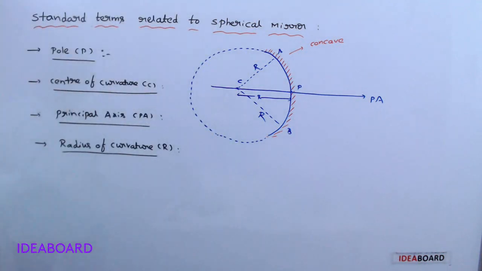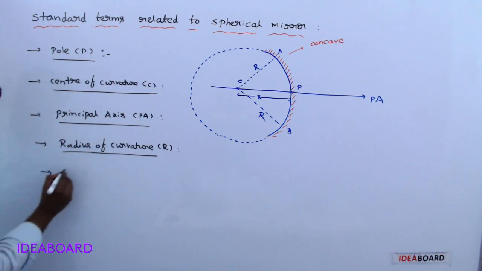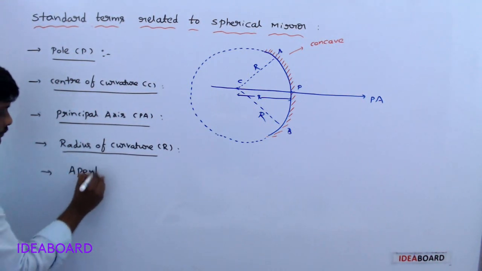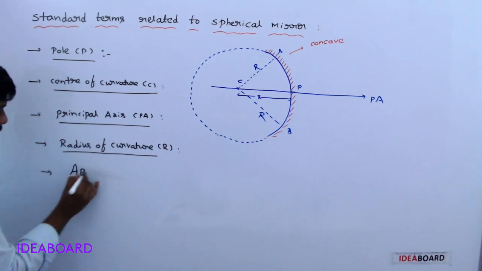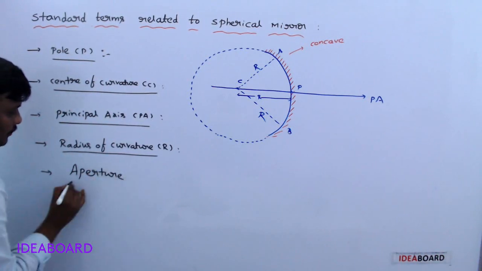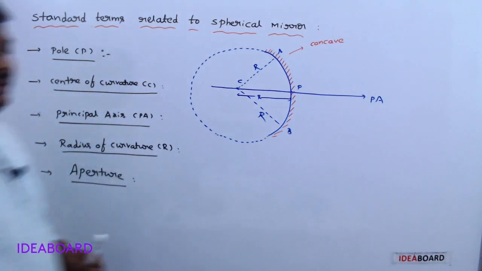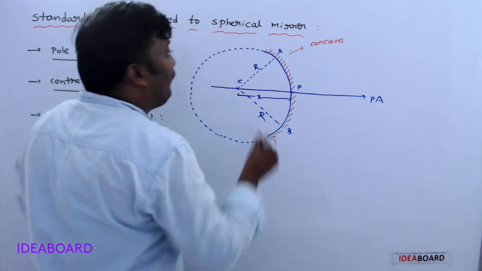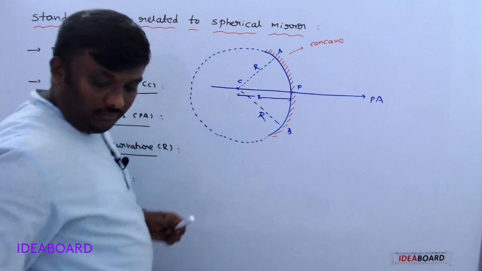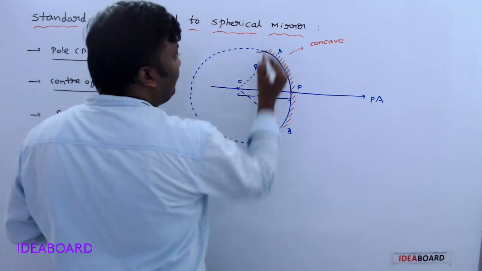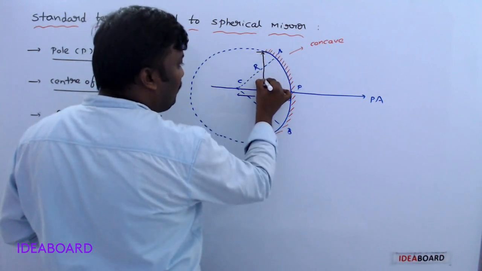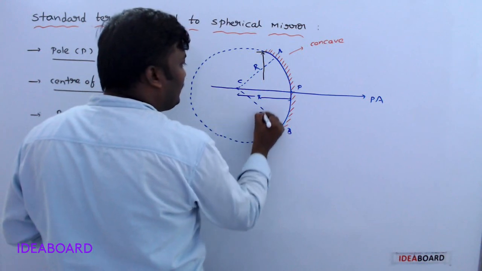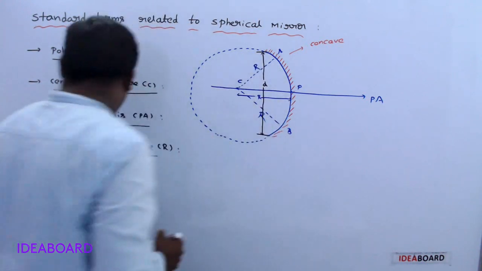Understand? Now, the last one is aperture. Aperture is nothing but the effective diameter of the mirror. So from this point to the ending of this mirror, the edge of this mirror, is called the aperture.